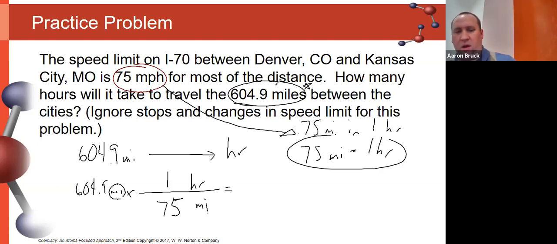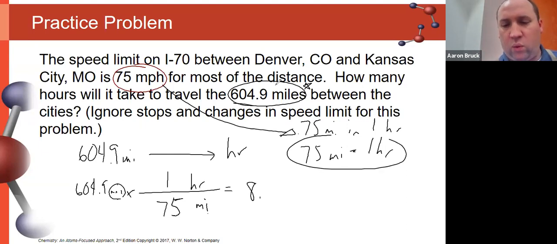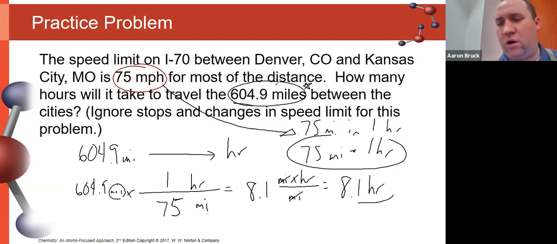And so when I do this, my calculation, 604.9 multiplied by 1 divided by 75, to two significant figures gives me 8.1. My unit, I have miles multiplied by hours divided by miles. So my miles cancel out. Overall, this is an 8.1 hour trip.